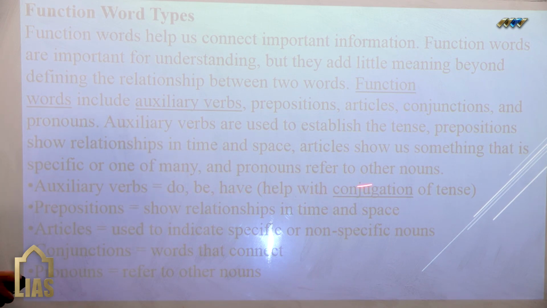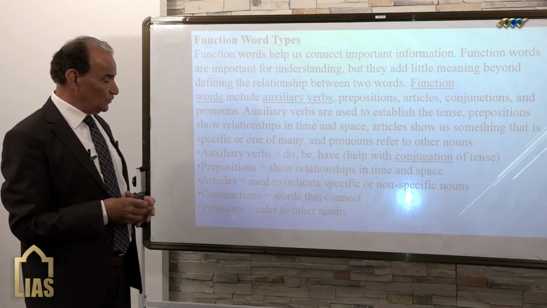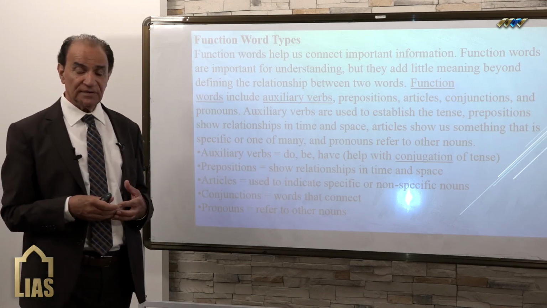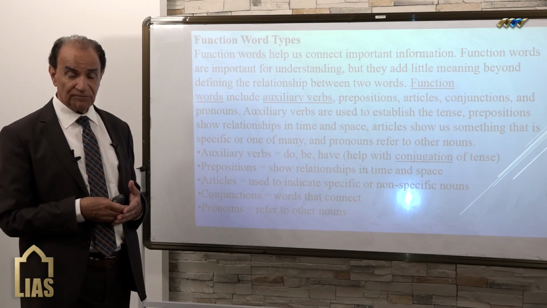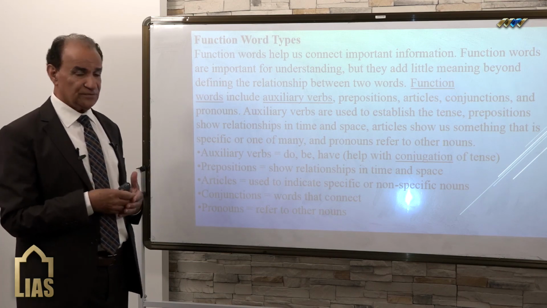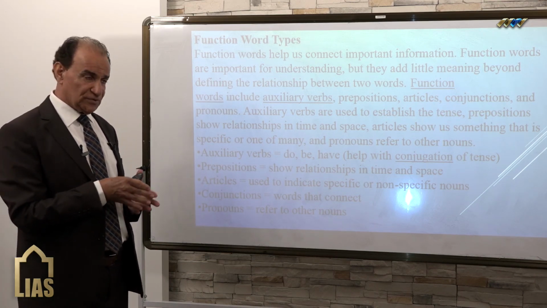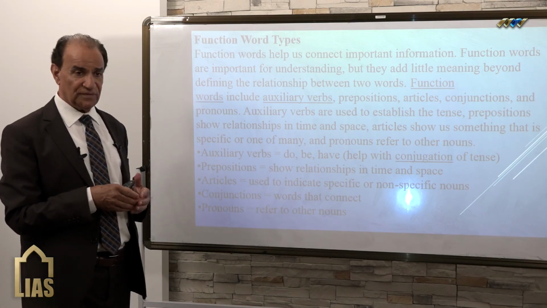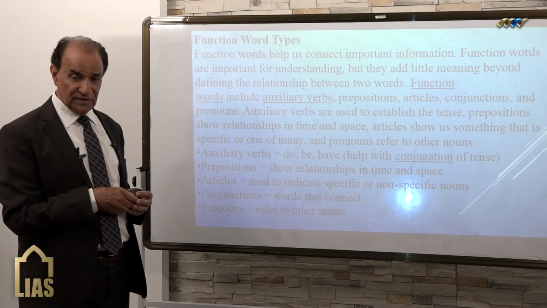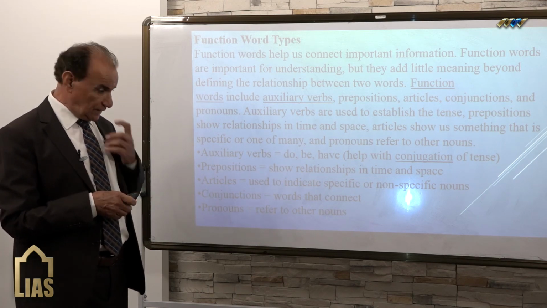Auxiliary verbs help with tense. Prepositions show relationships in time and space. Articles indicate specific or non-specific nouns. Conjunctions are words that connect. And pronouns refer to other nouns. I think so far we have a good idea about morphemes in English. We have two types of morphemes, free and bound. The free morphemes are the lexical and the functional. Bound morphemes are derivational and inflectional.